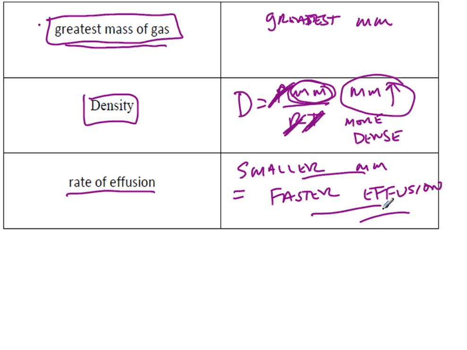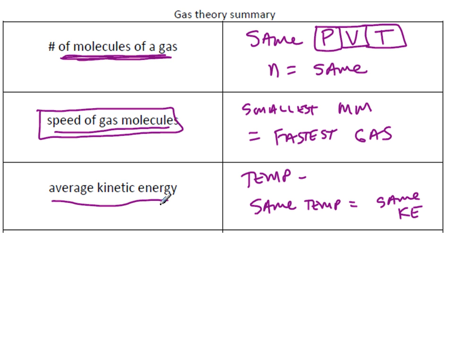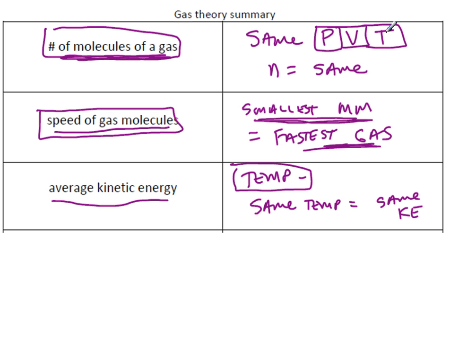Density is related to molar mass directly. Greatest mass of a gas is related to molar mass directly. Average kinetic energy, check the temperatures. If they're the same temperature, same kinetic energy. Speed of a gas molecule, smallest molar mass means it's going to be the fastest gas. The number of gases, check P, V, and T before you even start. All right, this is a review of gases.